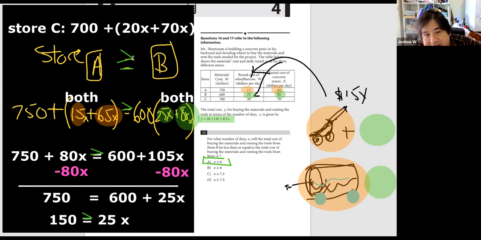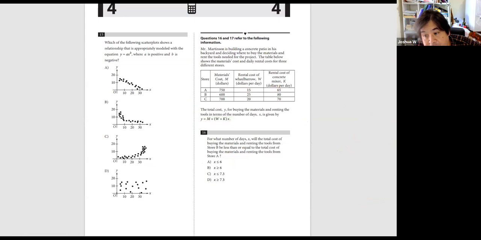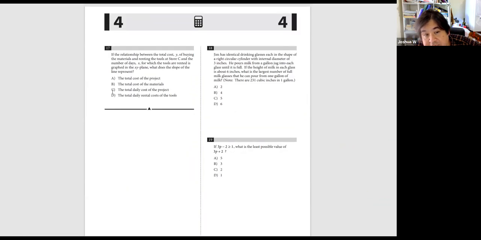And that was choice D. Right here at store A, it would be 80 per day. And at store B, if you buy your materials and rent the tools there, you have to pay them $105 per day for those two tools. So that's right. That's the daily rental cost for those tools.